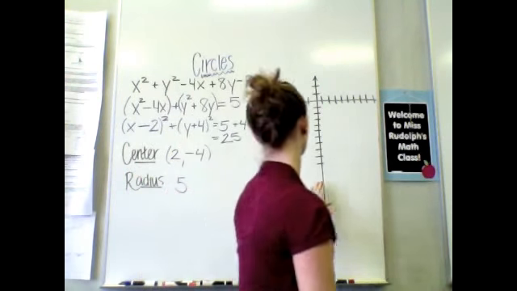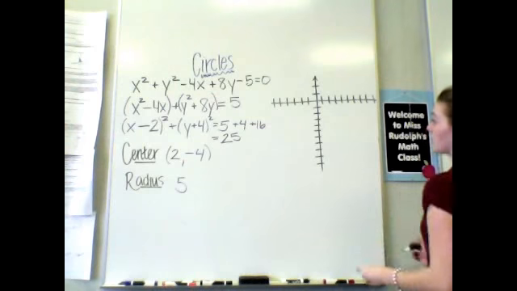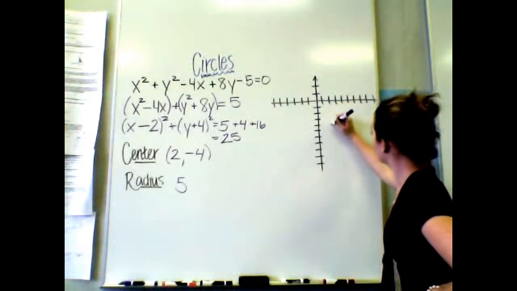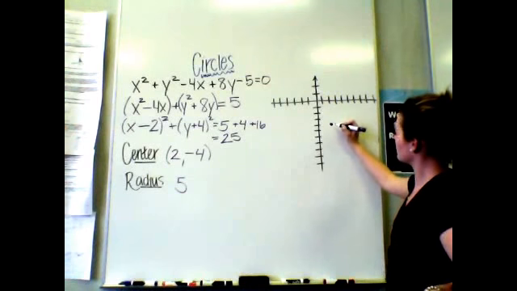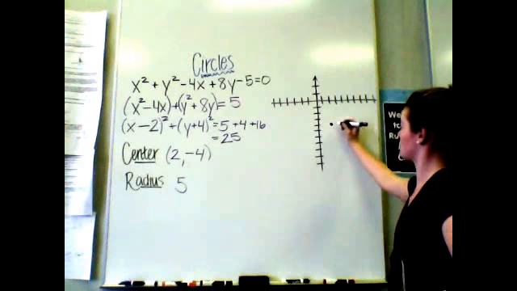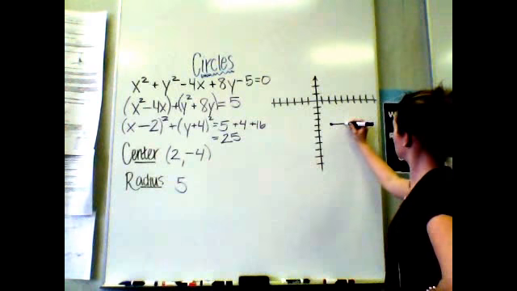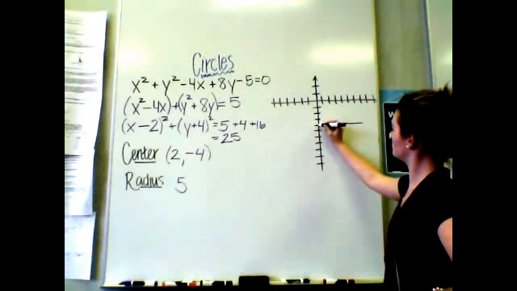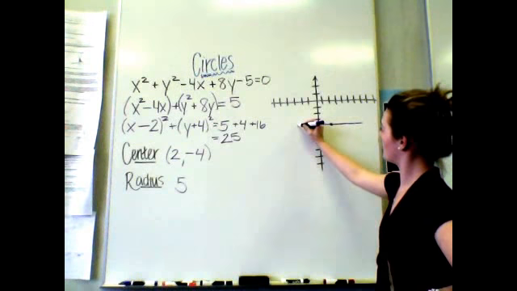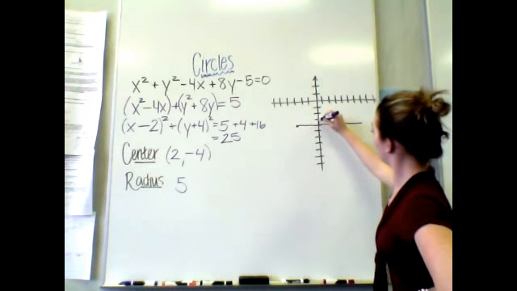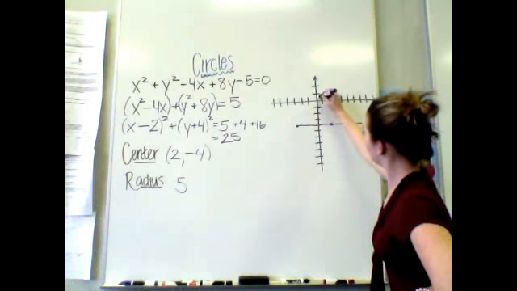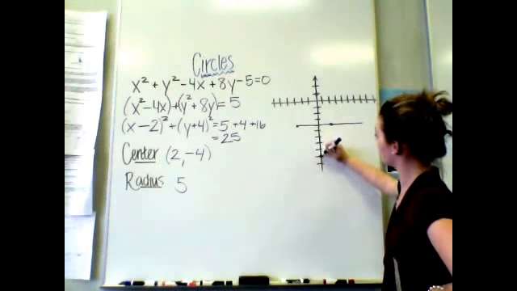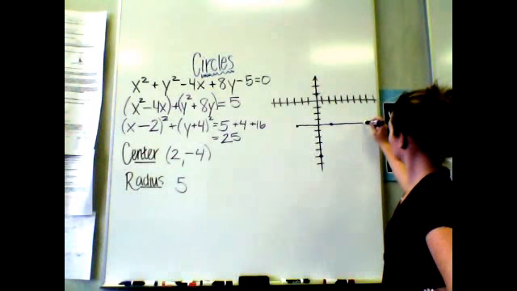Now I'm going to plot my points. So, first I go for my center. My center is at 2, negative 4. And now I'm going to go out 5 spaces in each direction: 1, 2, 3, 4, 5. And again in each of the other directions, counting 1, 2, 3, 4, 5. And now I'm going to connect my dots.